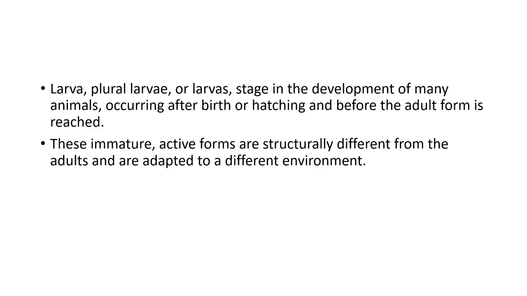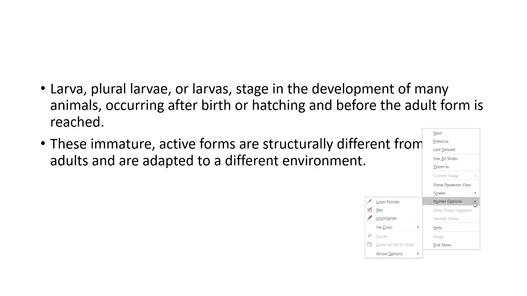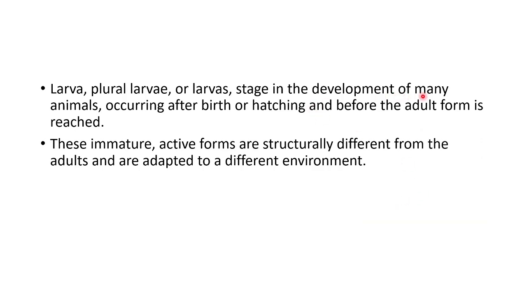First, we need to look at what a larva is. Larva is a stage in development of many animals, occurring after birth or hatching and before the adult form is reached. Before the adult form is reached, most animals exist in a developmental stage called larva. These are immature, active forms, structurally different from the adults and adapted to a different environment, entirely different from the adults.